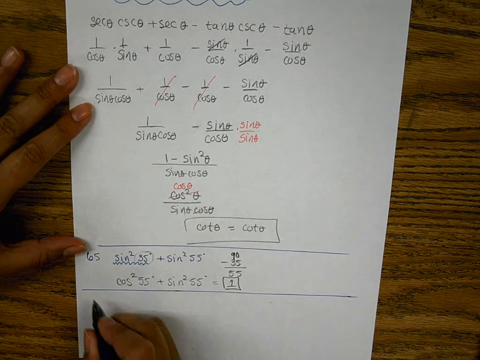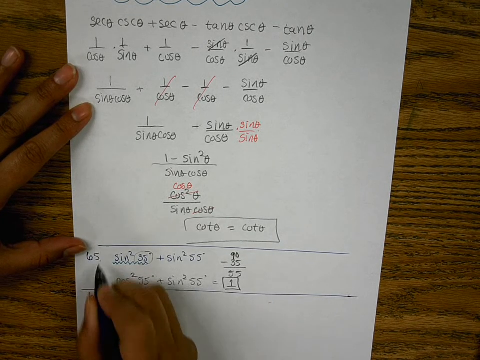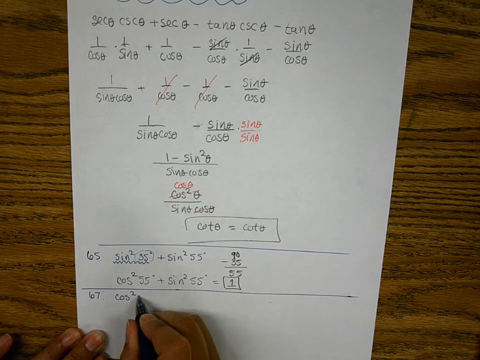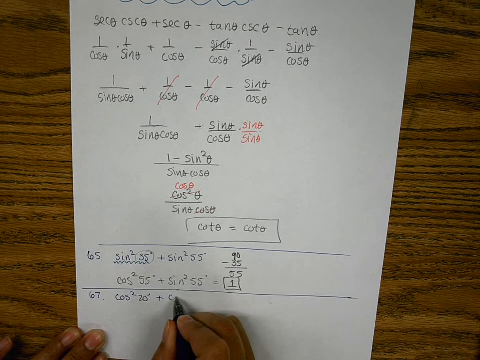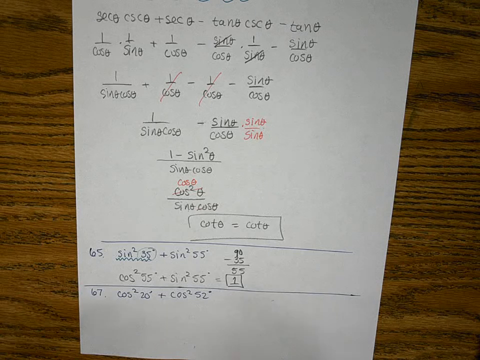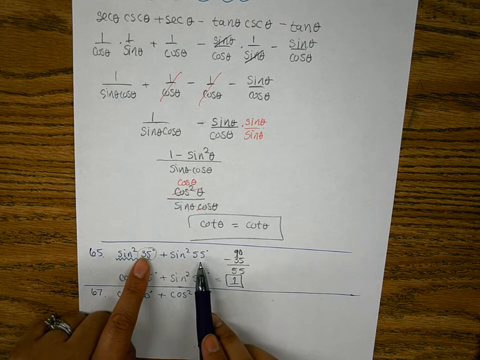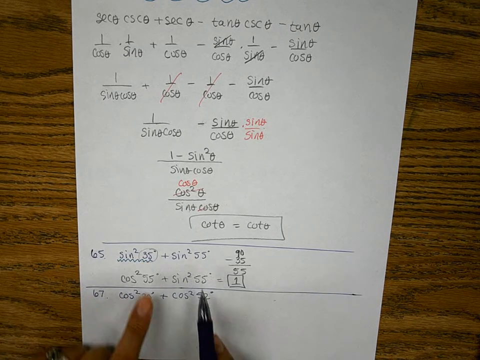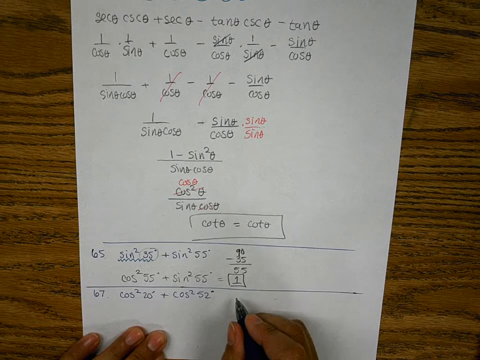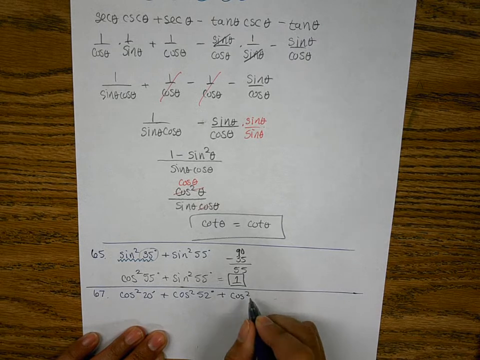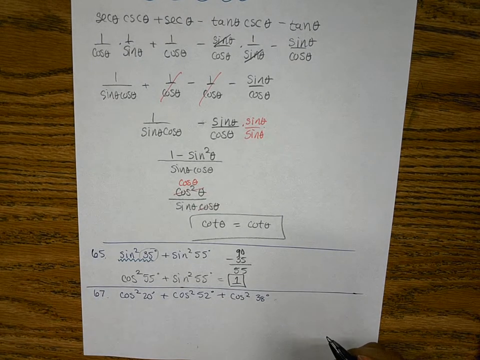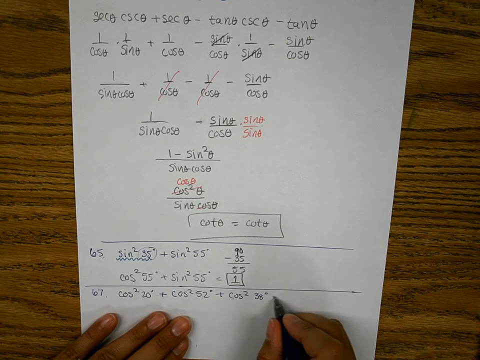And the last one I'm going to do with you is 67, which is cosine squared 20 degrees plus cosine squared 52 degrees. Now you can see right up here right away, 35 plus 55 is 90. Those are going to work. This does not add up to 90, but there is more. Plus cosine squared 38 degrees plus cosine squared 70 degrees.